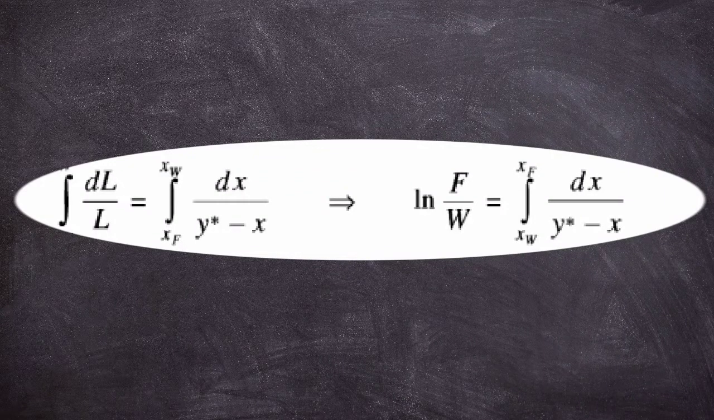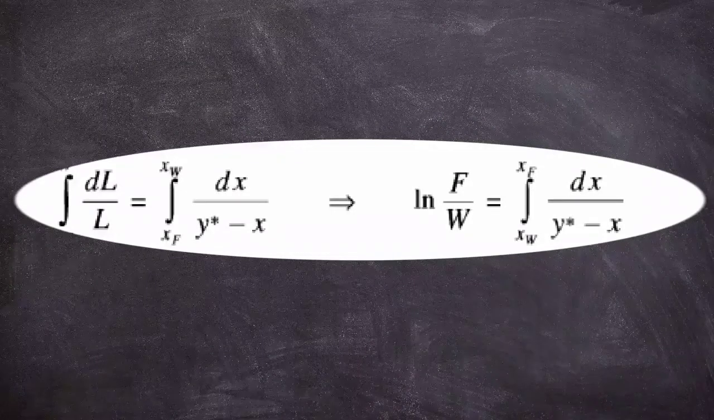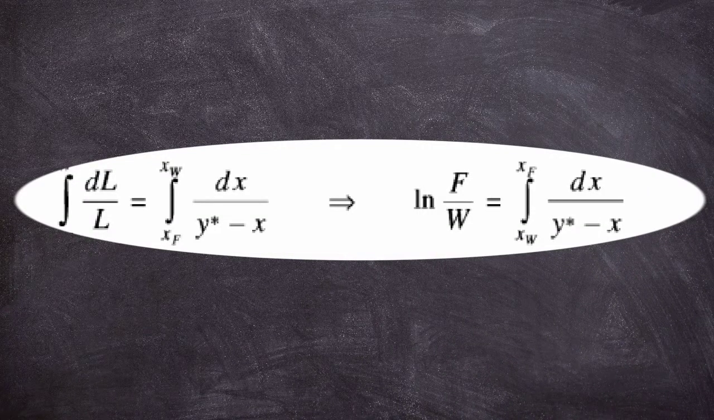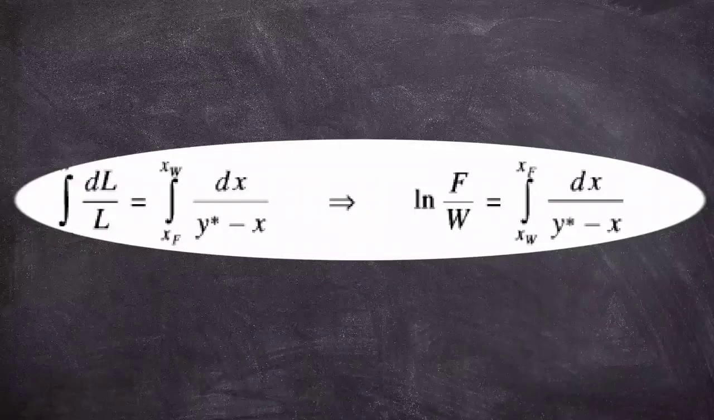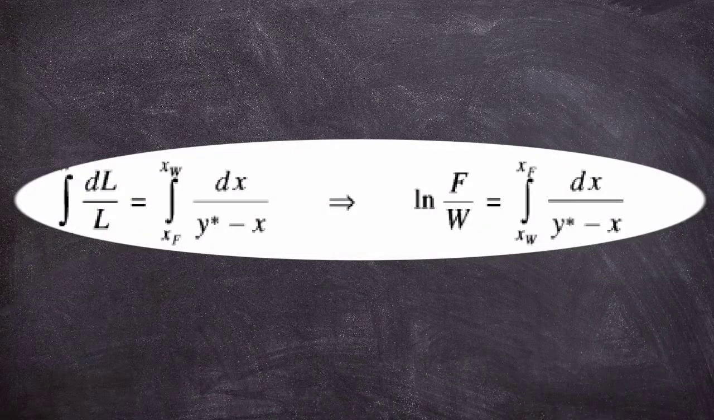The integration term is dx divided by y star minus x, and as I already told you, they will give you some equation of y star in terms of x. You put this value of y star from the given equation, and the whole integration will be in terms of x. You just integrate it, and most of the time it will be something like ln x. Put in the limits and solve it, and you will get the amounts of W and F.